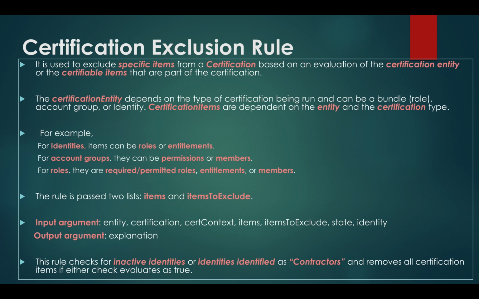Therefore, this rule has to be passed two lists, that is items and items to exclude. The input arguments for this certification exclusion rule are entity, certification context, items to exclude, and state identity, and the output argument is an explanation. One implementation of this rule can check for inactive identities or identities identified as contractors and remove all certification items if either check evaluates as true. So in this situation, we can implement a certification exclusion rule.